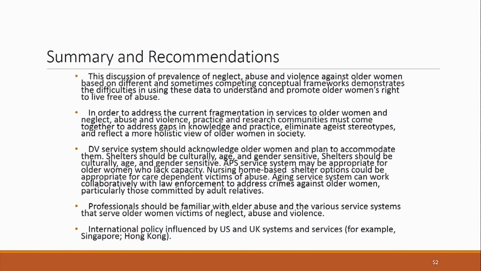The DV service system should acknowledge older women and plan to accommodate them. Shelters should be culturally, age, and gender sensitive, and the APS service system may be appropriate for some older women who are care dependent and vulnerable, but certainly not all. Aging service systems can work collaboratively with law enforcement and with DV systems to address crimes against older women and those service needs of crime victims, particularly those committed by adult relatives. Professionals should be familiar with elder abuse and the various service systems that serve older women victims of neglect, abuse, and violence. And finally, we need to learn from those systems that exist.